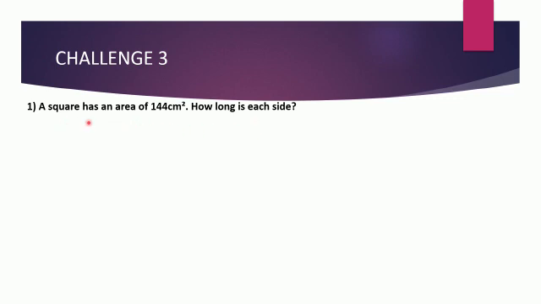So first you will write the given information in the solution. Area of square is equal to 144 centimeters square. This information is given, so you will write it first. Now we have to find out the length of each side. What is the formula of area of square? Area of square is equal to side multiplied by side. We know only the area, and the area is 144 and the side is unknown. You have to find this side.